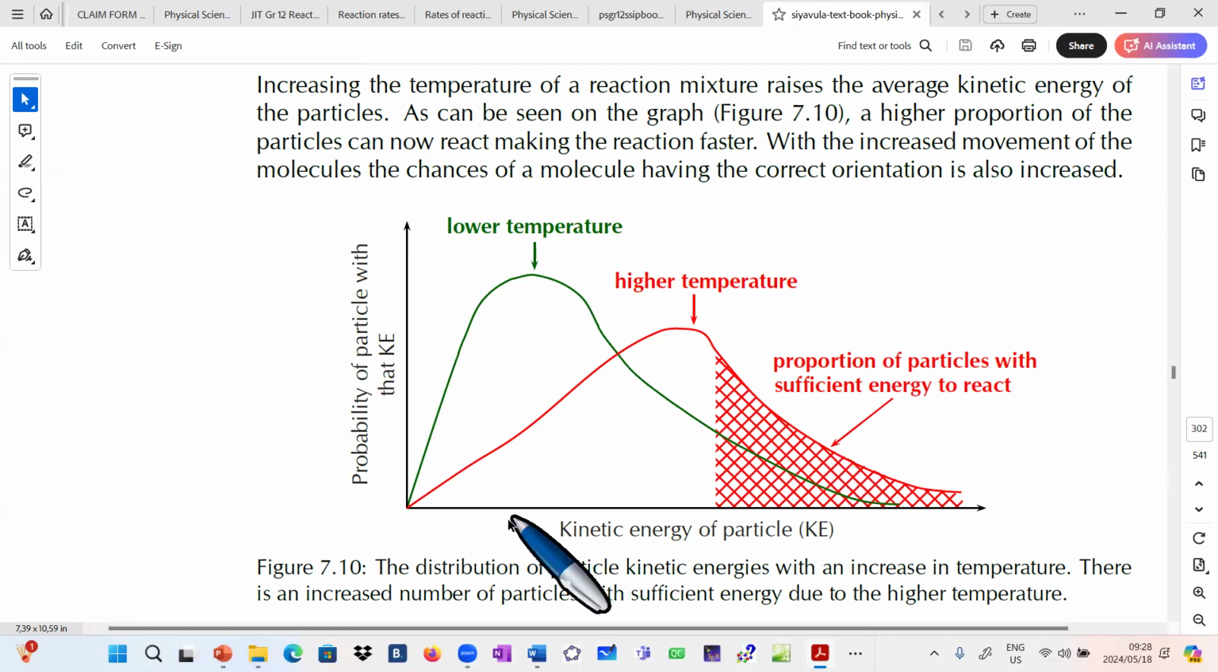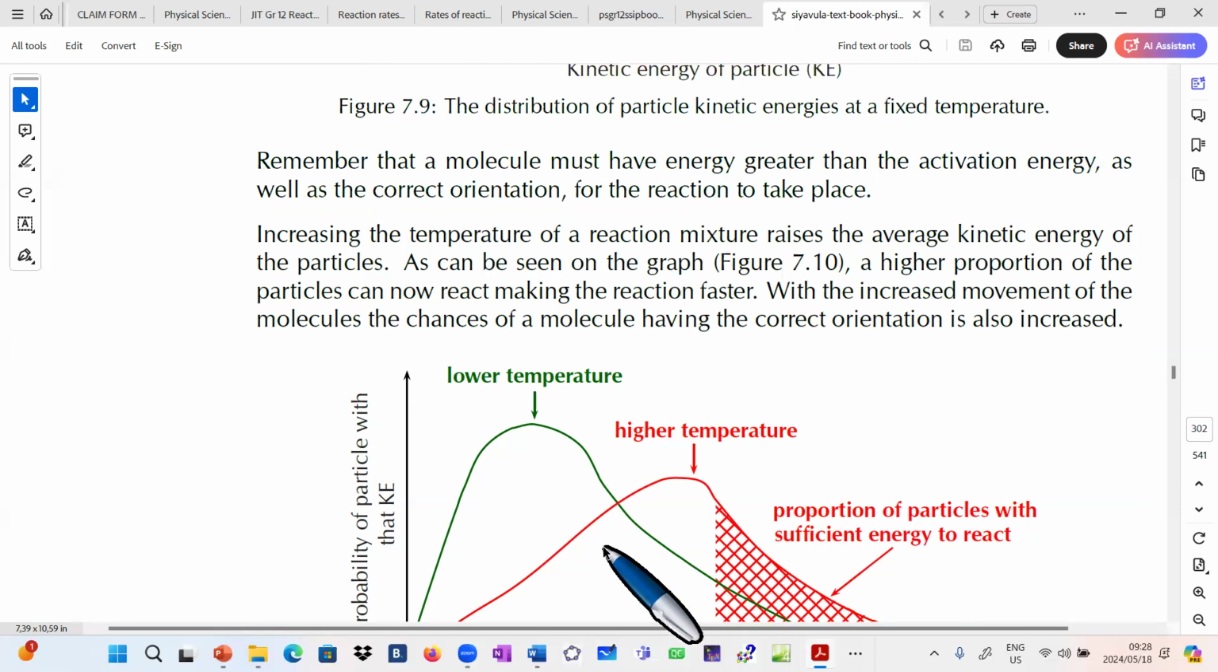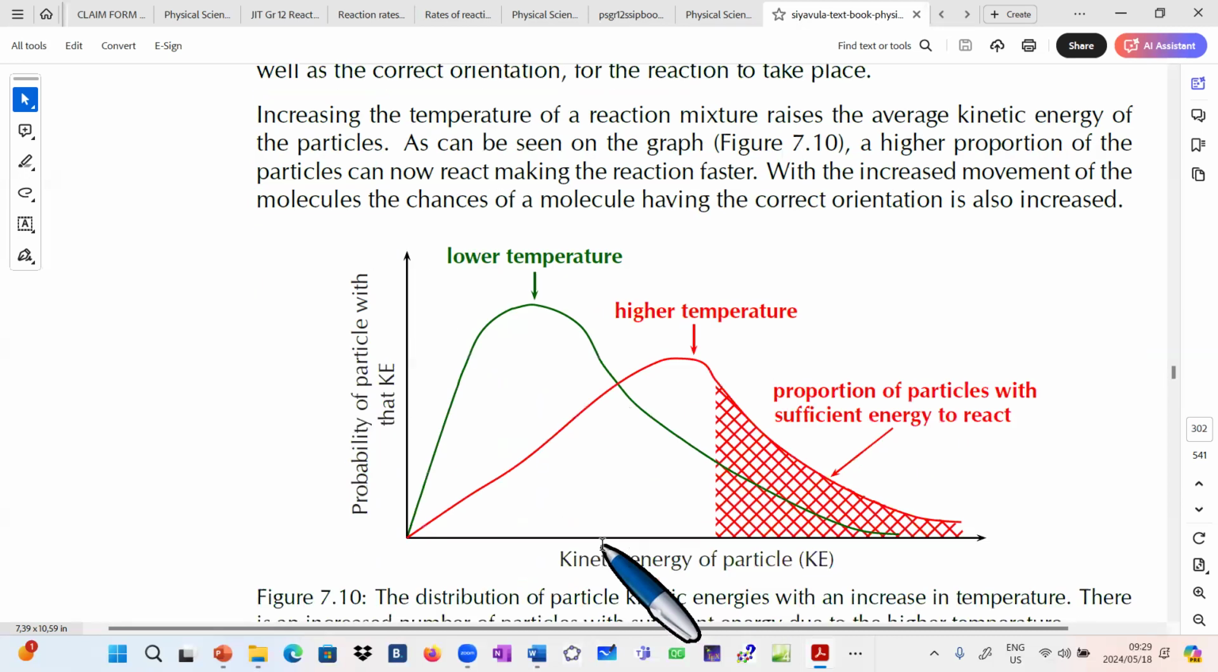Now let's look at what happens in the Boltzmann distribution. We'll discuss this very briefly. At lower temperature, the peak is a little bit higher, and you can see that the peak is lower at higher temperature. This is counterintuitive, because at higher temperature the peak is lower, and at lower temperature it is much higher. The proportion of particles with sufficient energy to react can be seen there. But there are a couple of things here that remain very important.